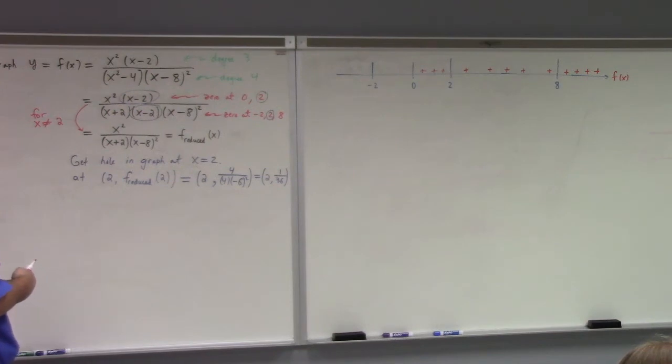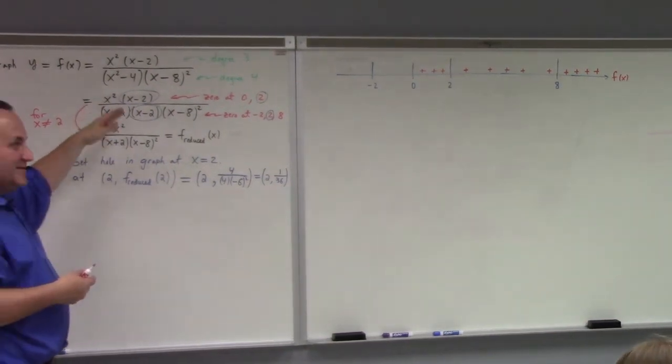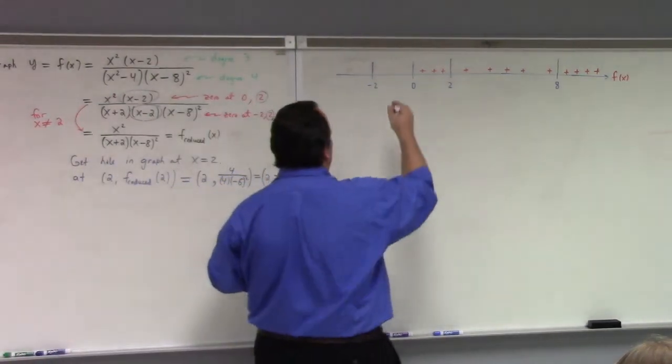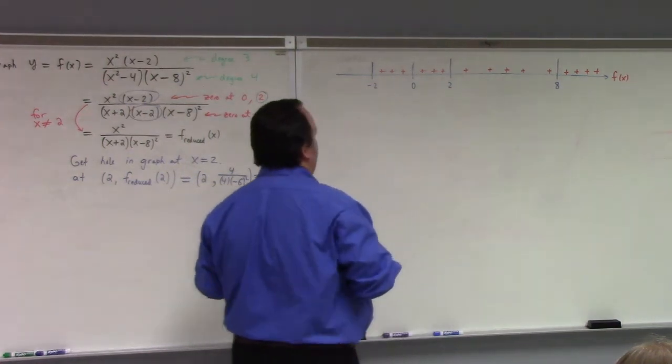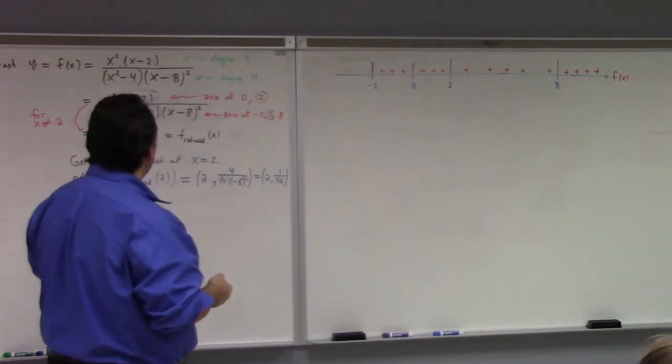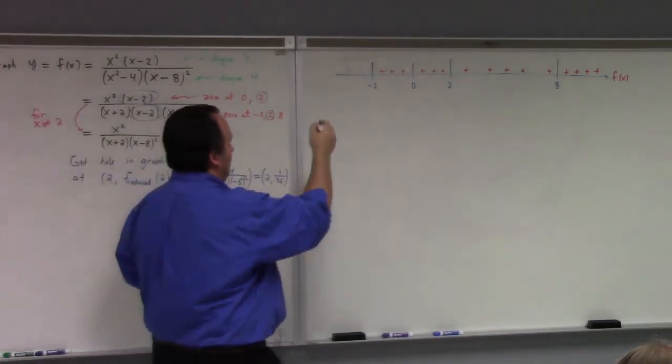Oh man, look at this. So 0 is from this x squared, right? So we bounce again. But the nature of the bounce is quite different here than it was at 8, as we'll see. And then at minus 2, that's coming from this x plus 2, right? So you've got minuses.